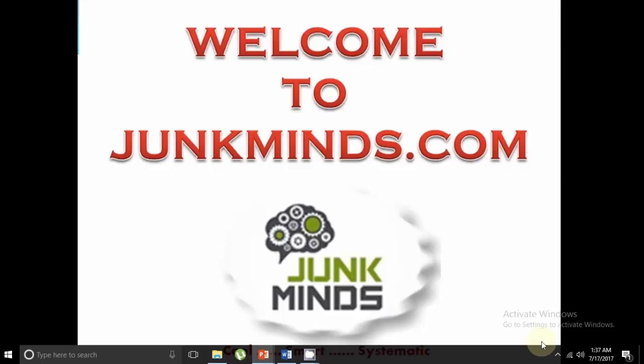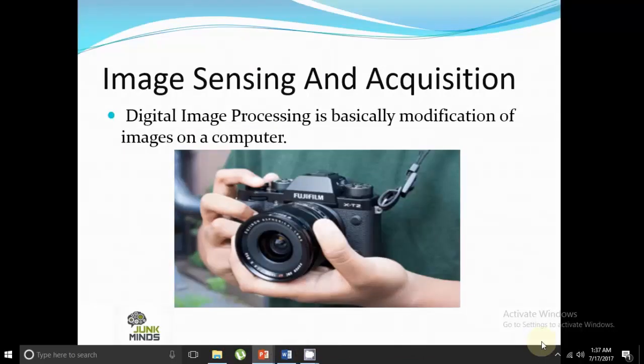Welcome back to the tutorial of image sensing and acquisition. Now, what exactly is image sensing and acquisition? Image acquisition is the first step in any image processing system. The general aim of image acquisition is to transform an optical image, which is nothing but your real world data, into an array of numerical data which could be later manipulated on a computer.